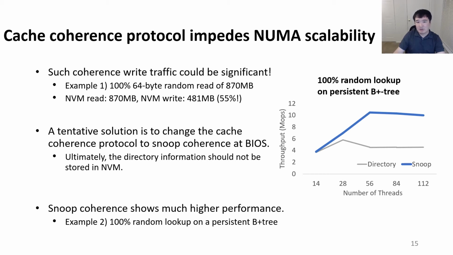We evaluate the persistent B+-tree on both the directory cache coherence protocol and the SNP cache coherence protocol. We use a 100% random lookup workload. As shown in the figure, the SNP cache coherence protocol shows better performance in a read-only workload.